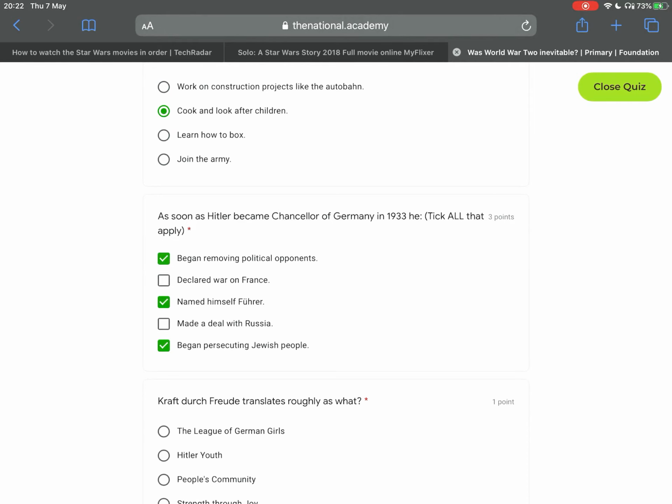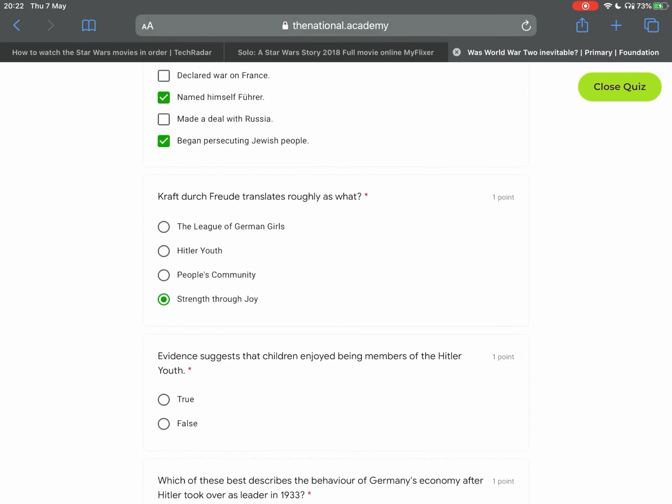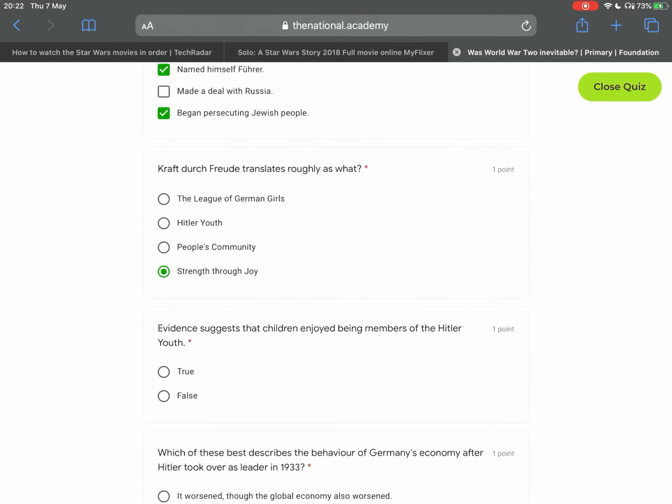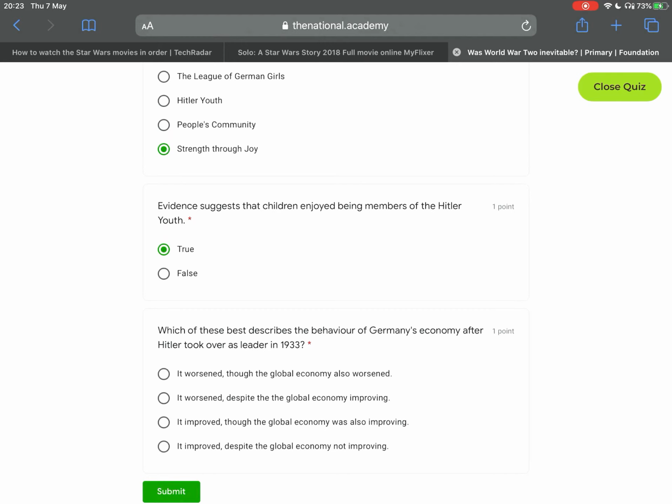Kraft durch Freude translates roughly as what? That is strength through joy. Evidence suggests that children enjoyed being members of the Hitler Youth. That's true. Which of these best describes the behavior of Germany's economy after Hitler took over as leader in 1933? It improved, although the global economy was also improving.